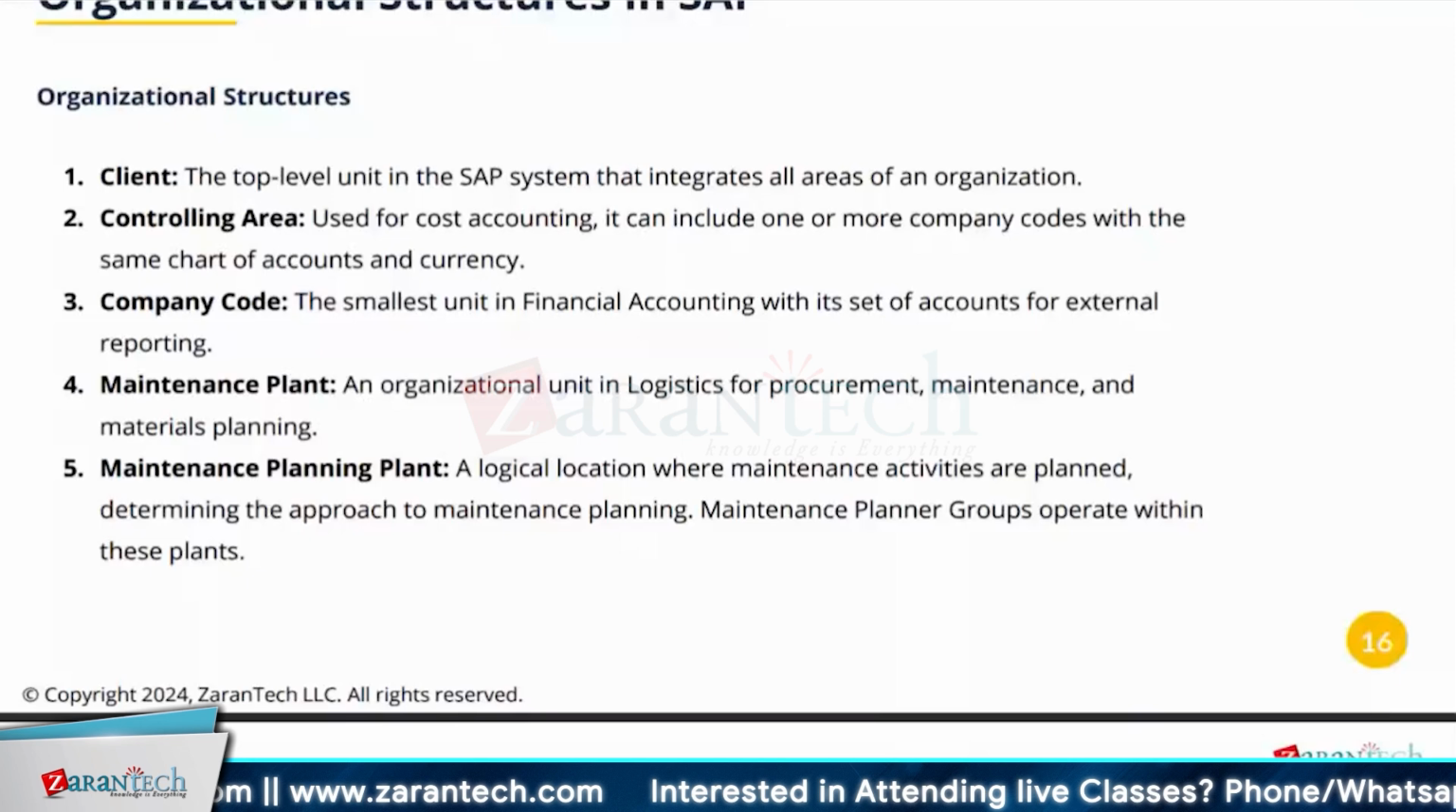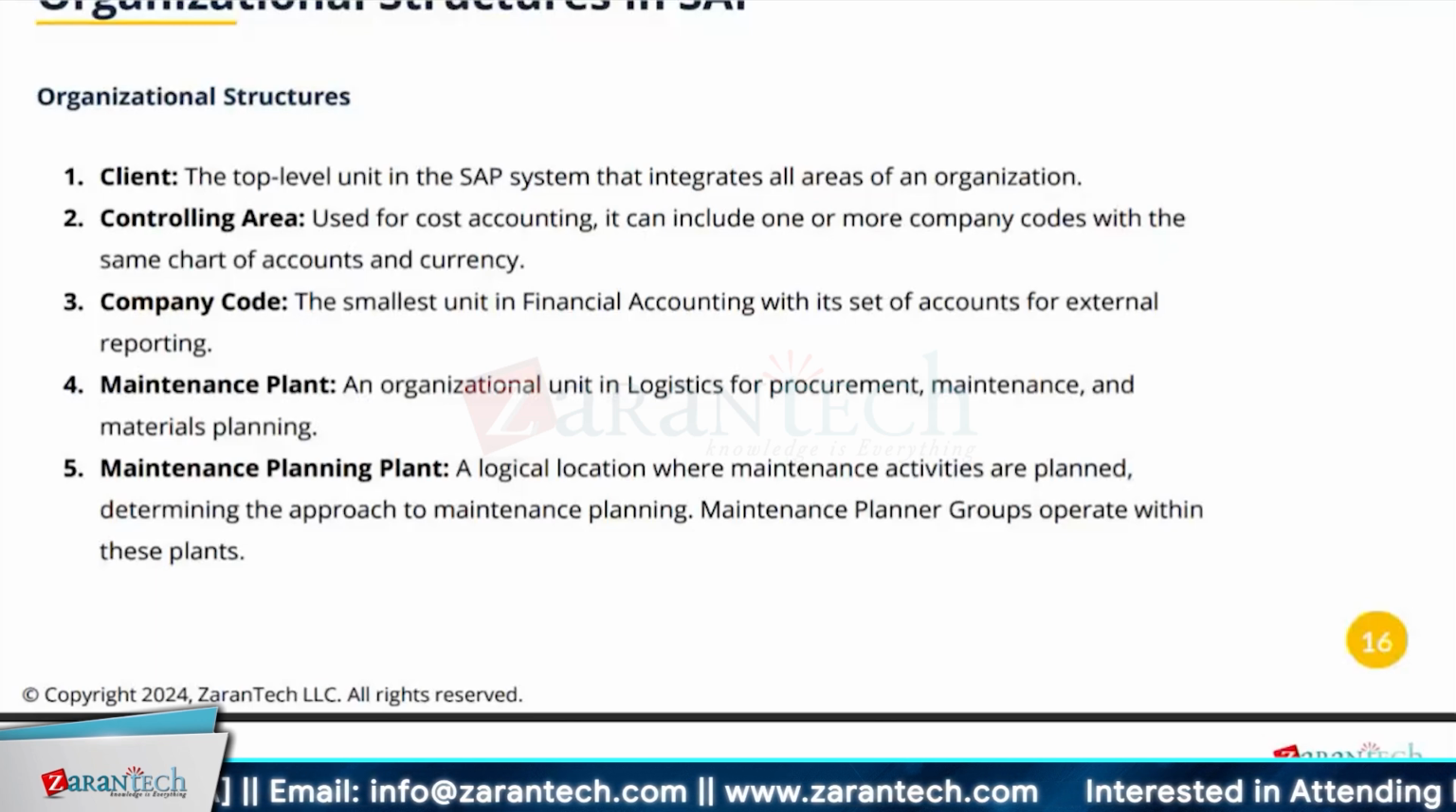organization. Suppose we have TCS. TCS has multiple offices at multiple locations across the world. So the main organization can be considered as our client in SAP terminology. Controlling areas are mainly for cost accounting purposes, and include one or more company codes with the same chart of accounts. And a company code we create when we define a company in SAP.